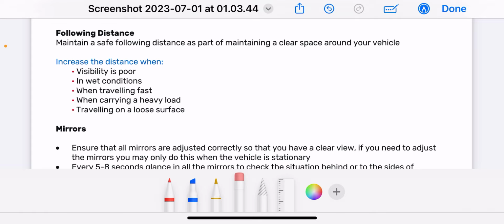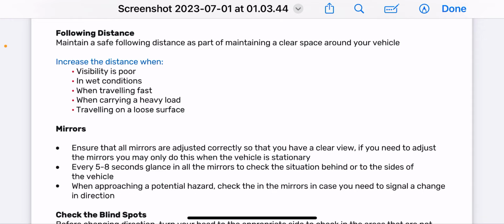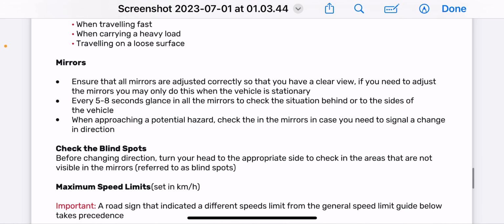Increase the distance when the visibility is poor. When the visibility is poor, in wet conditions, when traveling fast, when carrying a heavy load, and when traveling on a loose surface, you increase the safe following distance.